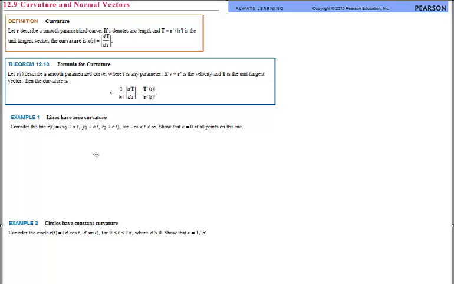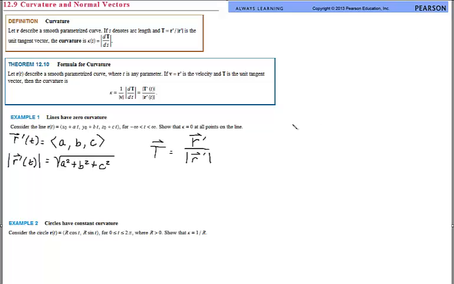So remember, curvature is the rate at which our curve is changing direction. In example 1, we are to prove that lines have zero curvature. First for us is just to plug into our formula. We're going to need to get our unit vector, so I'm going to take the derivative of our position vector and get that magnitude and write that down for you. So I've completed that.